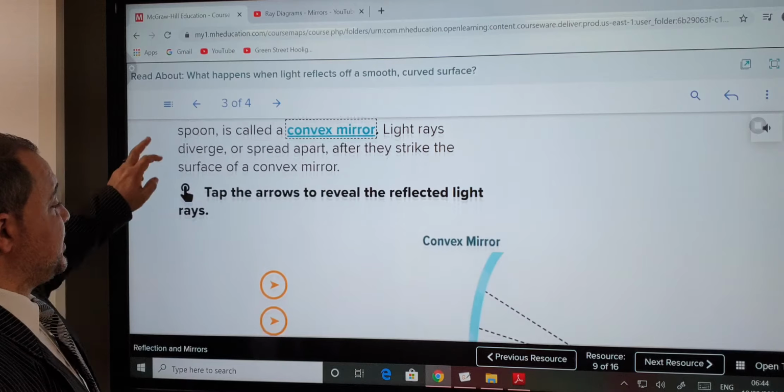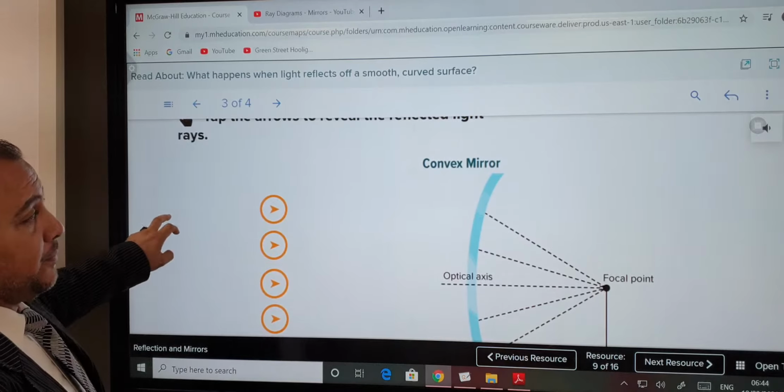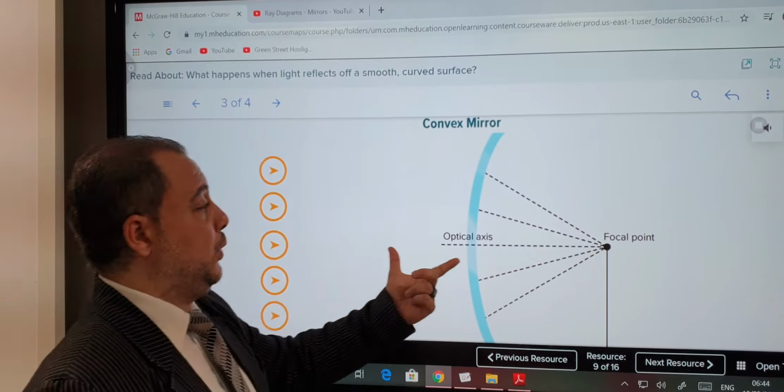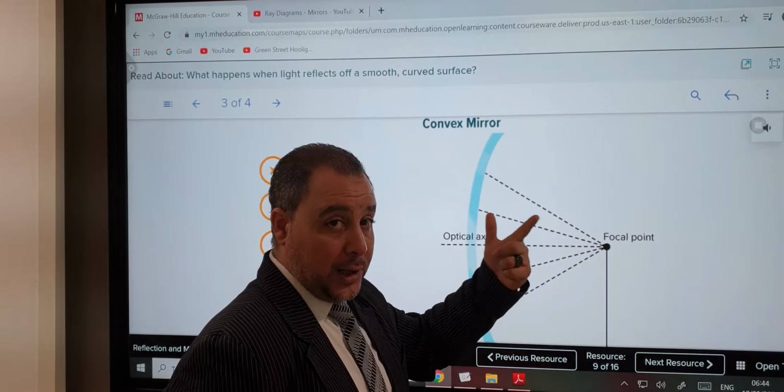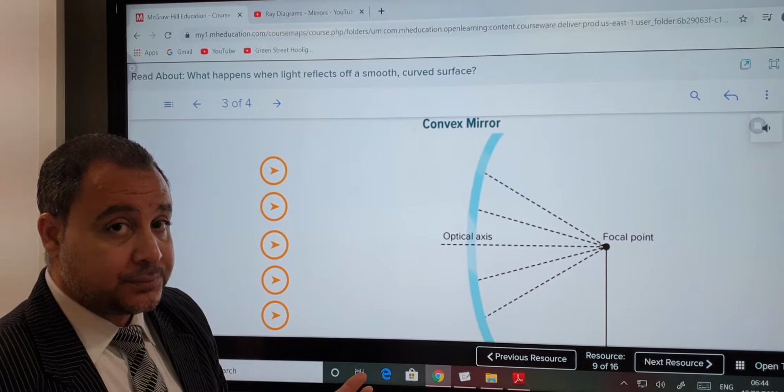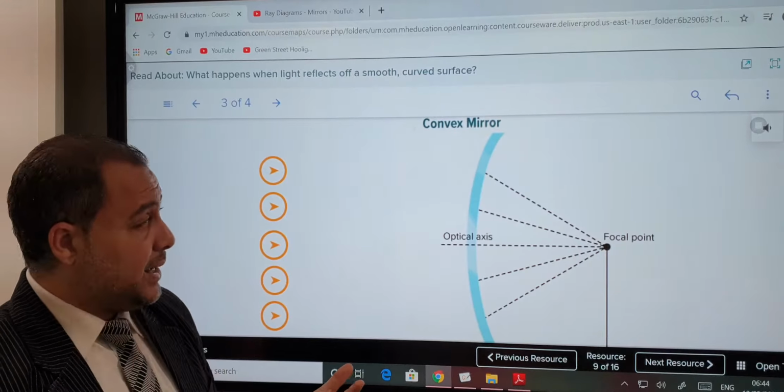Okay, observe what happens as we draw in the convex mirror, and also its optical axis and the focal point. What happens to light rays? Does a convex mirror converge rays or diverge rays? Observe what happens. The first ray, parallel to the principal axis, will diverge. But the extension of the reflected rays, this is called reflected rays, will pass by the focal point.